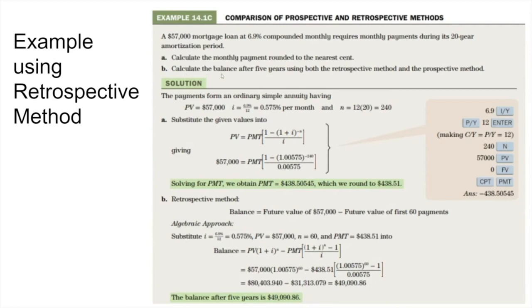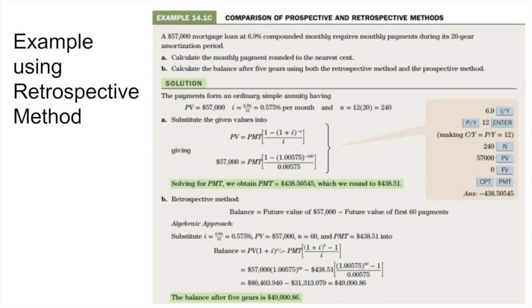Now, we're asked to calculate the balance after 5 years using the retrospective method. So 5 years now, we're dealing with months here. So 5 years is really 60 months, or the 60th payment. We want to find out what is the value of the loan at the 60th payment, okay? So what we do is we're going to use the retrospective method. And as you recall, the retrospective method takes the future value of the original amount, $57,000, and subtracts the future value of the series of payments that were used up to that point in time.